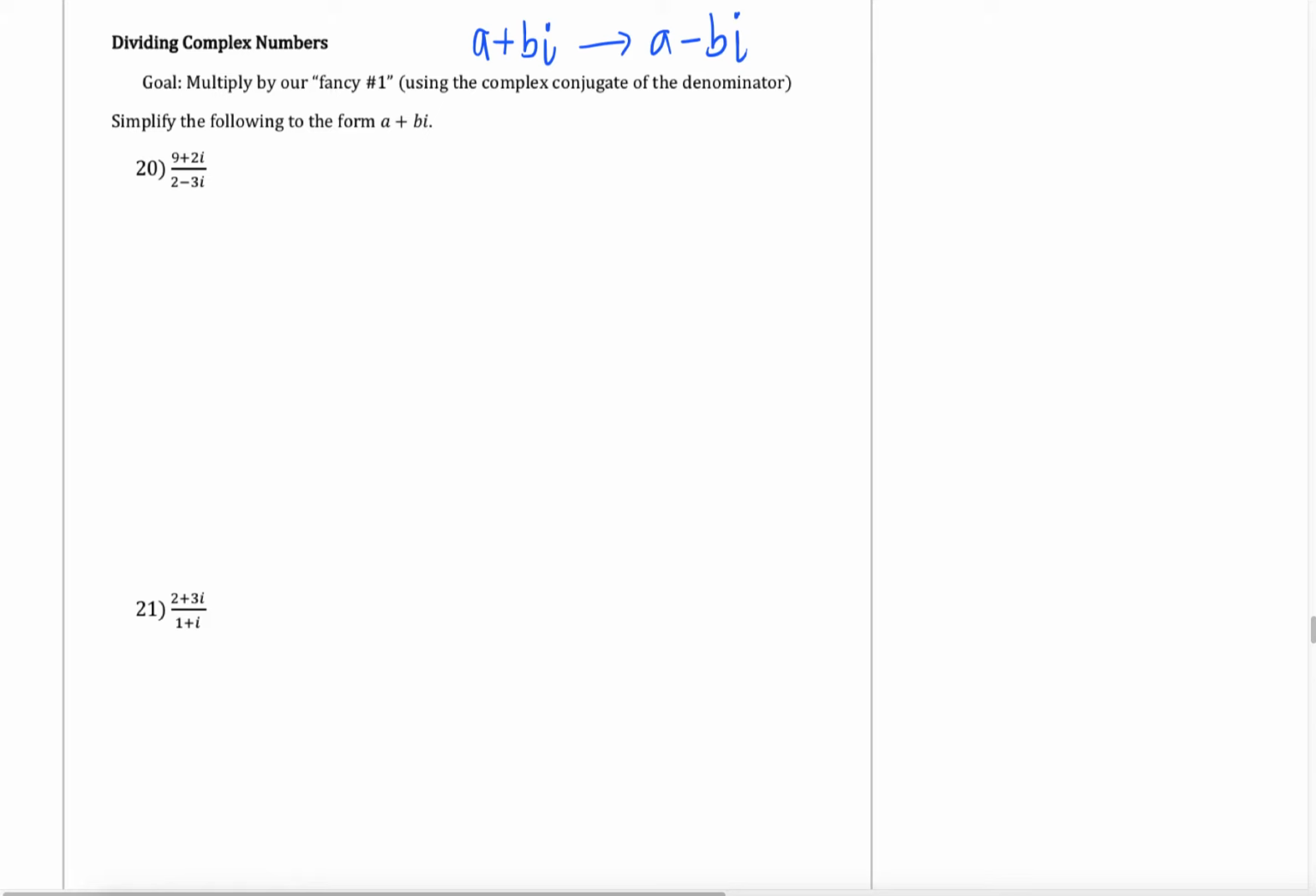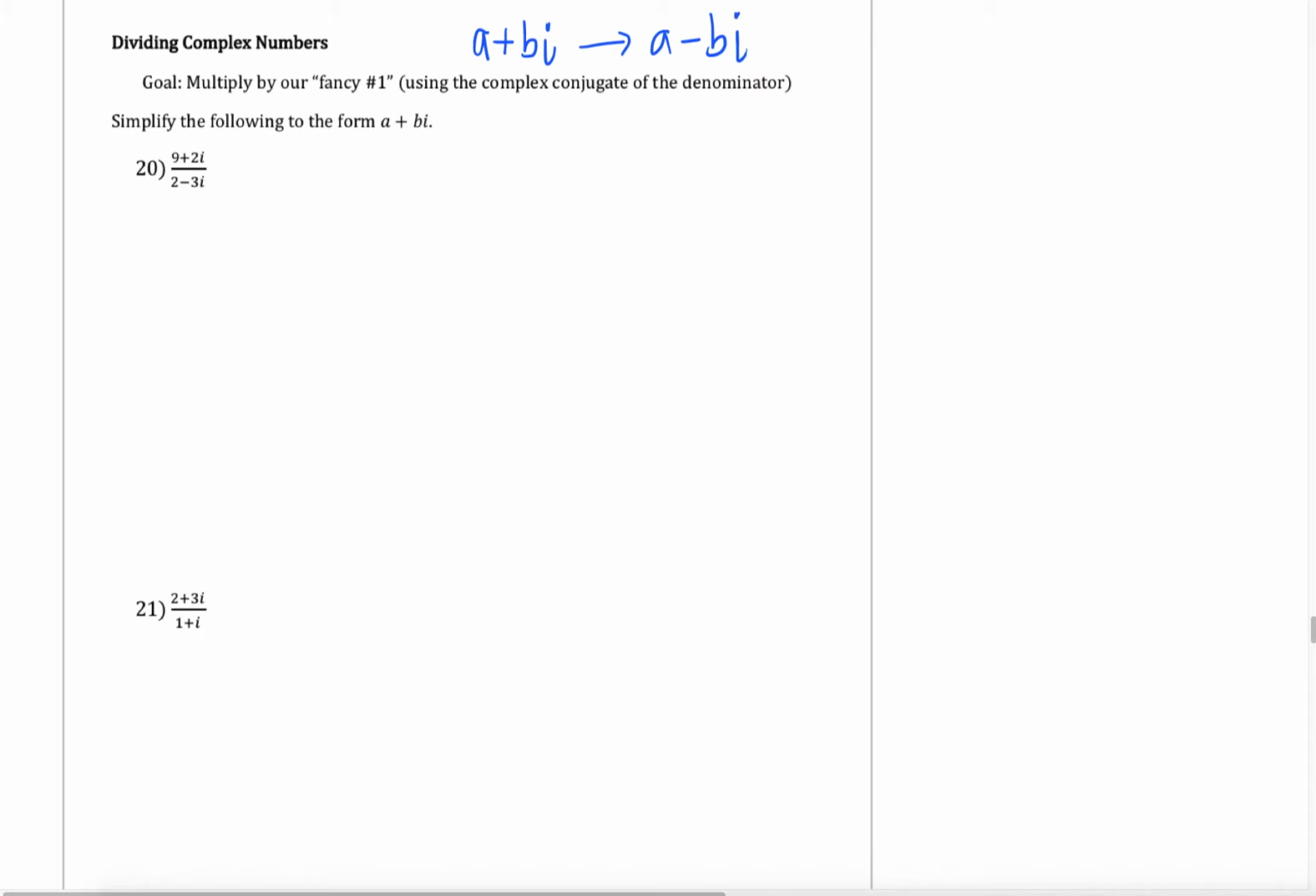In each one of these we want to simplify the following to the form a plus bi. In example 20 we're looking at 9 plus 20i divided by 2 minus 3i. As it stands right now, since I have two terms in the numerator and two terms in the denominator, I can't break this apart at all, mainly because of those two terms in the denominator. To simplify this to the form a plus bi, we still might have fractions, but I don't want two terms over two terms. I want a single term plus the imaginary term. So that real component and the imaginary component I want separate.